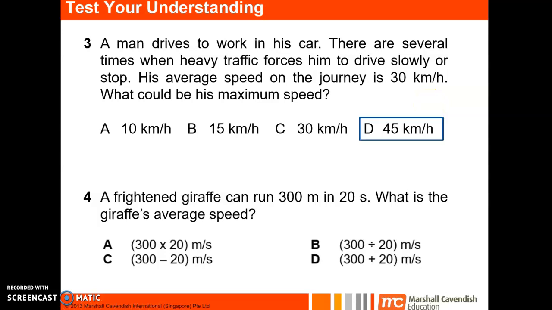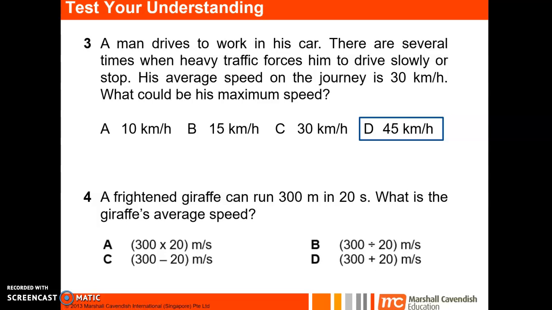Because when we take into account the average speed, the maximum speed will have to be slightly higher than the average speed over here, because there's heavy traffic that forces him to drive slowly or stop.